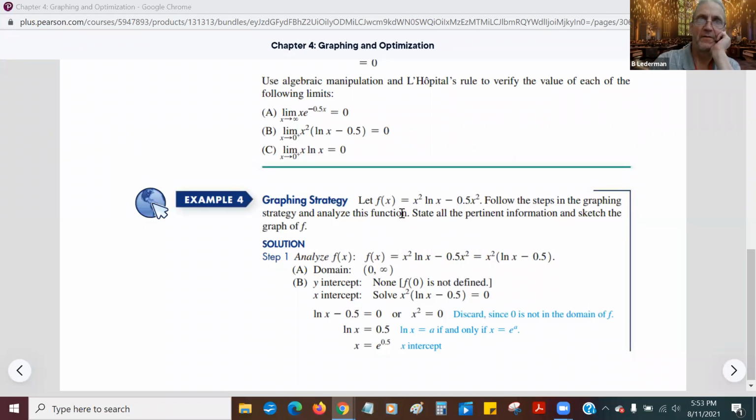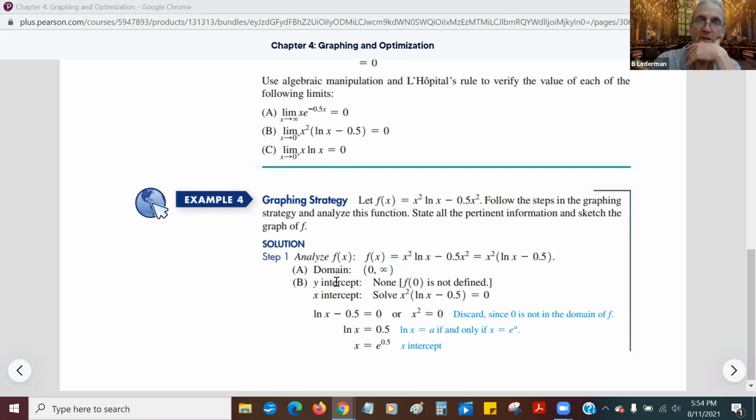Okay, so now we have f of x is equal to x squared ln x minus 0.5 x squared, and we want to follow the steps and do all our magic. So first, no calculus, just algebra. The domain is everything from 0 to infinity, because x squared is always defined, no problem. The only thing that's not defined is when x is less than or equal to 0, where ln is not defined. Now we're going to factor this, and we get x squared times ln x minus 0.5. That's important, but we'll get to that in a second.